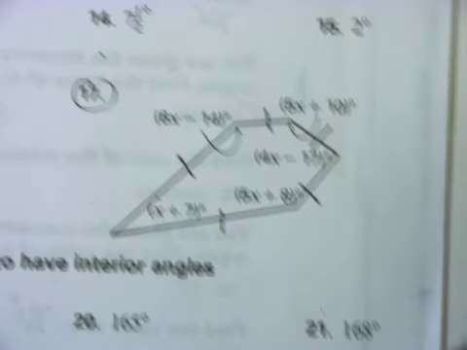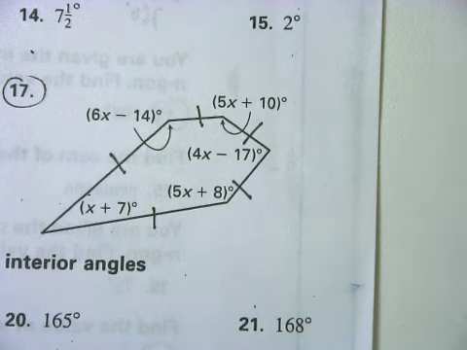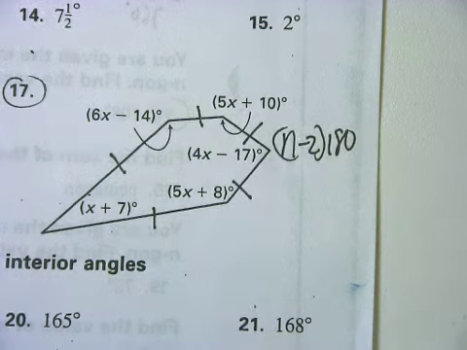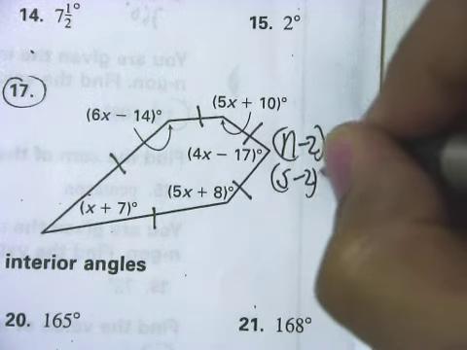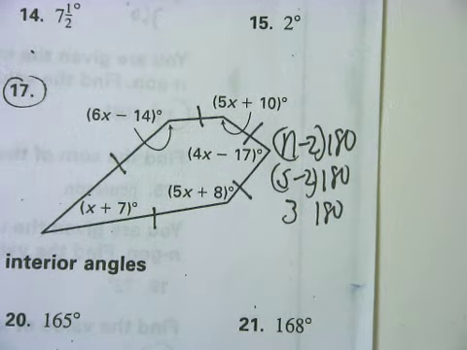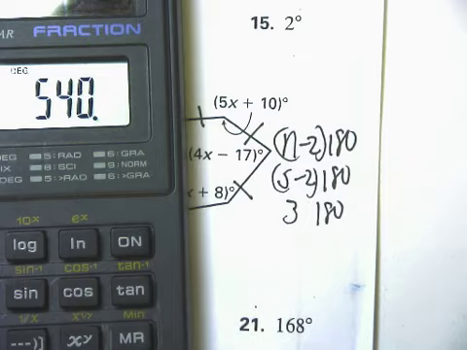And for the last question, number 17, again, I have a polygon here. They want me to find the value of x. Well, I need to know how many degrees there are inside this polygon. How many sides does it have? 1, 2, 3, 4, and 5. It has 5 sides. How do I find how many degrees there are inside of a 5-sided polygon? Well, I use my formula.